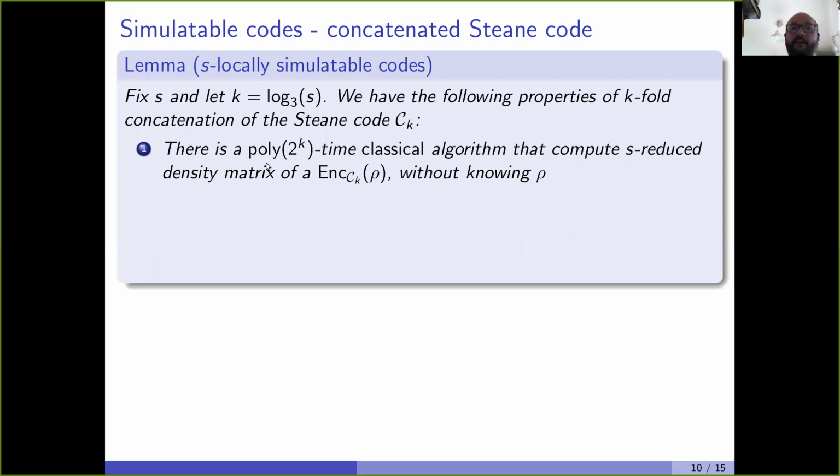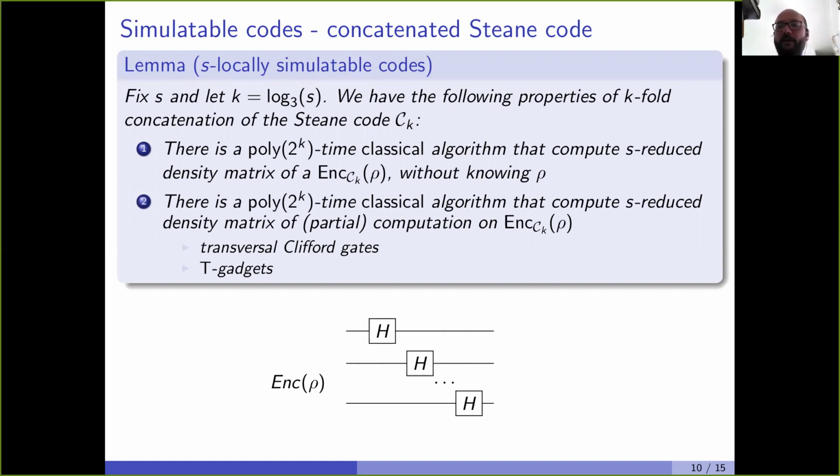The first one of these is that there exists a classical algorithm that runs in time polynomial in 2 to the k, and it computes the reduced density matrix of the encoding of any quantum state rho according to this concatenated Steane code, without knowing the encoded state rho. The idea is more or less what we saw before with the one-shot Steane code, but now repeated with s qubits and using this concatenation to prove that this is independent of the state rho, and this can be efficiently computed.